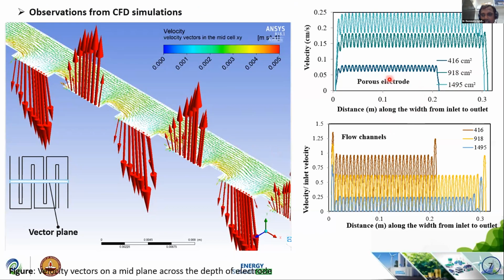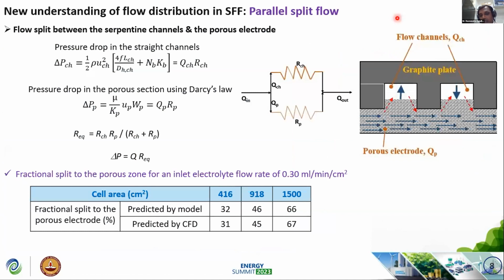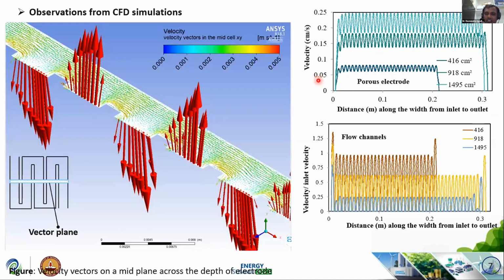And a characteristic of serpentine flow fields is that they maintain uniformity with respect to 400, 900 and 1500. The benefit is there is a uniformity of distribution, but the problem is a very huge pressure drop. So why did it happen?